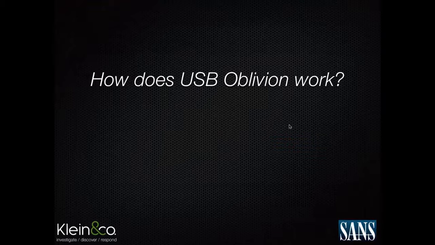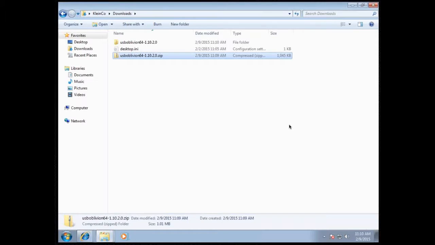So how does USB Oblivion actually work? Let's have a look at it. So you download the program, it downloads as a zip file, and then you expand the zip file. If you have Windows, Windows may do this automatically for you. And you can see, if you look carefully here, the folder that this is downloaded to is the downloads folder. Okay, seems pretty obvious. Why am I pointing that out?